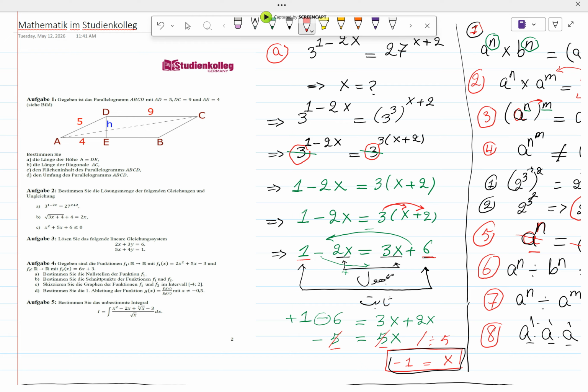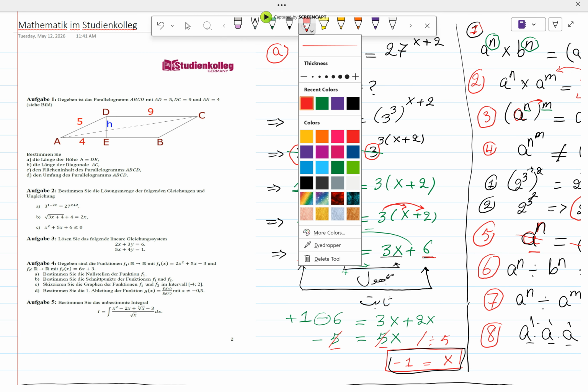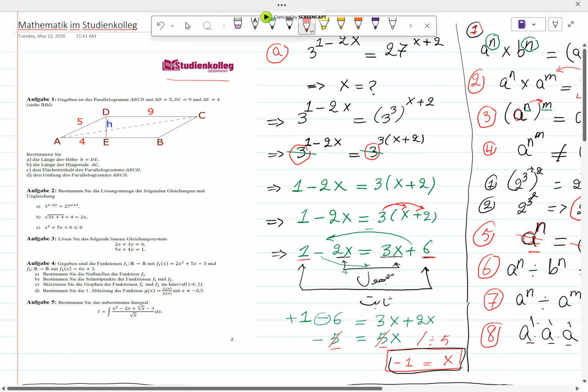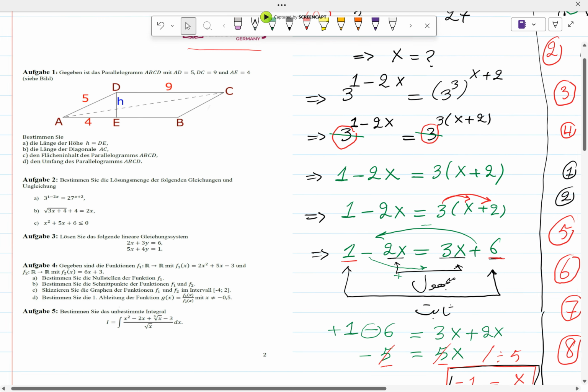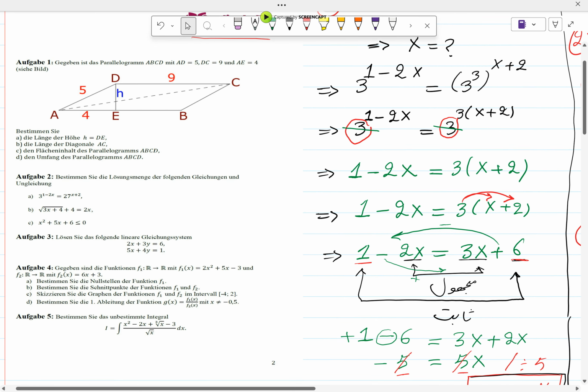Today I want to solve the mathematical questions of Studienkolleg of Germany. My dear friends, in Aufgabe 2, I also solved the two parts of the Aufgabe 2. The part A and part B, I have solved these equations. Now I want to solve the part C equation. It is an inequality, or in German we call that Ungleichung-Lösung.